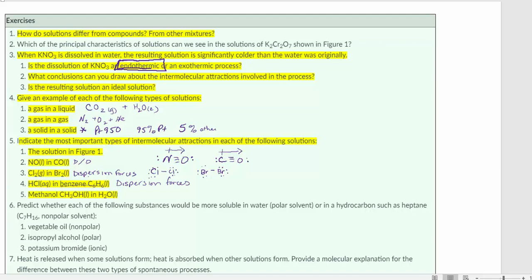Between methanol and water, we would have hydrogen bonding. Remember, hydrogen bonding is a specific type of very strong dipole-dipole interaction.